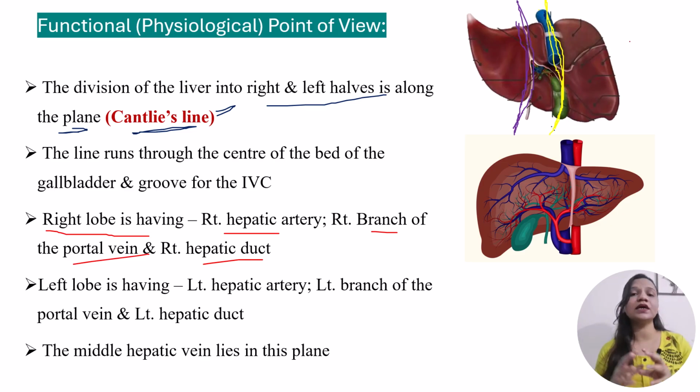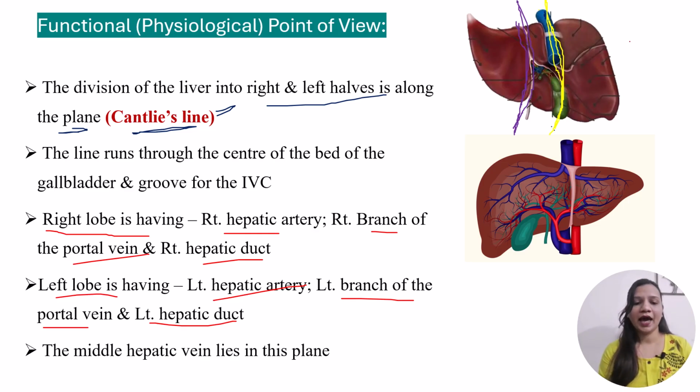So, when the liver is divided into two halves, the right lobe has exactly the right hepatic artery, the right branch of portal vein and the right hepatic duct, and the left lobe has the left hepatic artery, left branch of portal vein and left hepatic duct. So this division is properly based on the intrahepatic distribution of the arteries, portal vein and duct of the liver. And the middle hepatic vein lies in this plane.